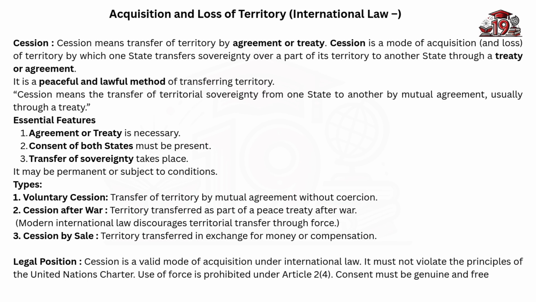Transfer of territory by mutual agreement without coercion. 2. Cession after war: territory transferred as part of a peace treaty after war. Modern international law discourages territorial transfer through force. 3. Cession by sale: territory transferred in exchange for money or compensation.